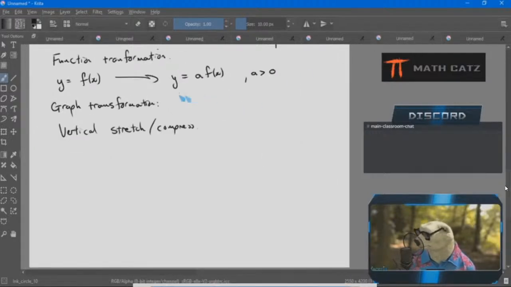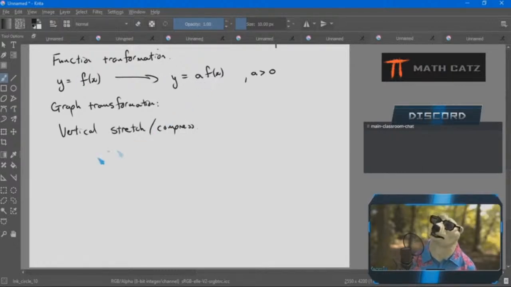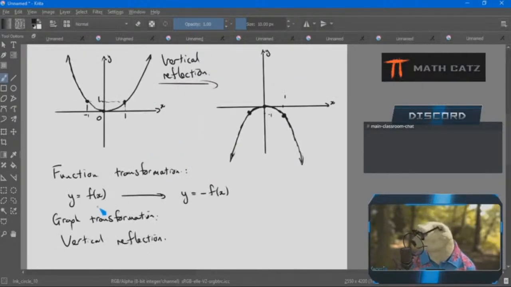When I took the right-hand side of the function and multiplied it by a positive number, it was a vertical stretch or compression. When I take the right-hand side and multiply it by -1, it's again a vertical transformation. Different transformations, but it's all vertically done. It's all vertical. When I take the right-hand side and I do something to it, depending on what I do, something happens to the graph, but it's always vertical, which is why I want to help myself remember that by calling it a vertical reflection.